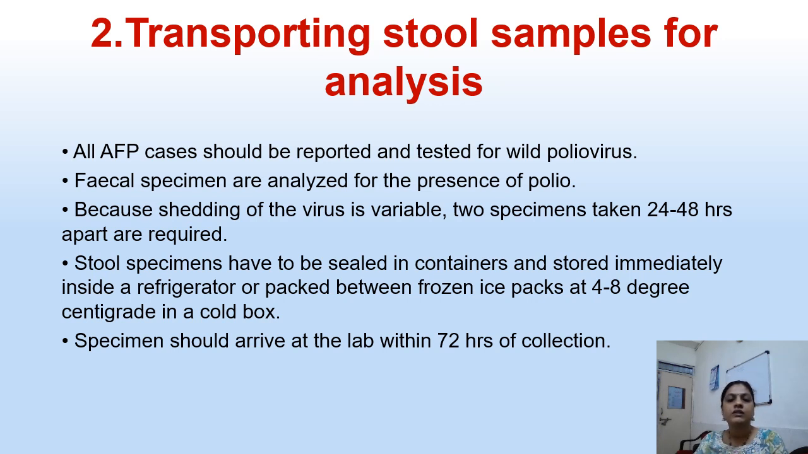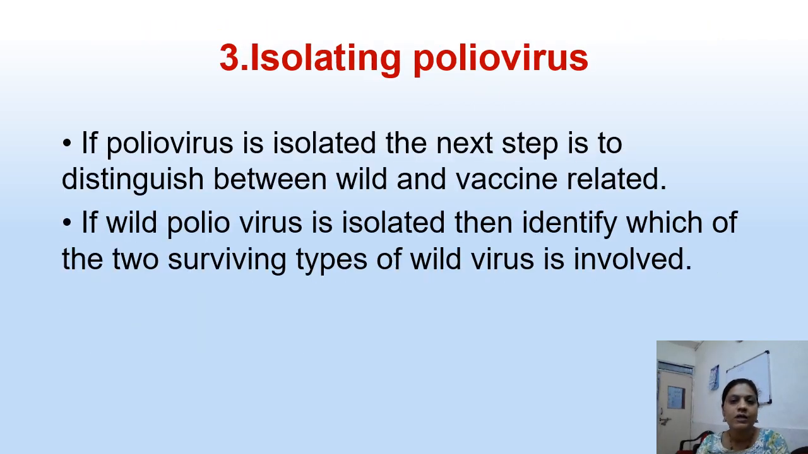Two specimens which are taken 24 to 48 hours apart are required. Stool specimens have to be sealed in containers and stored immediately inside a refrigerator or a pack between the frozen ice packs at 4 to 8 degrees Celsius, and the specimen should reach the lab within 72 hours of collection. So this is called the reverse cold chain, where the stool samples are sealed in the containers and transported in cold chain to the polio labs.